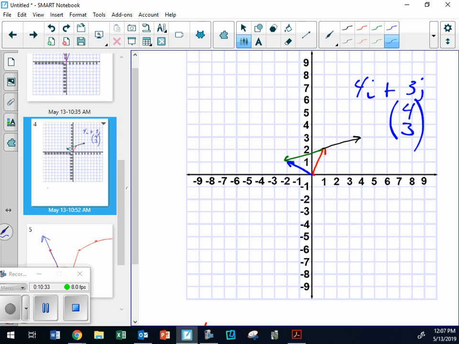Okay. Yes. The blue's answer vector would be like this. -2, 1.